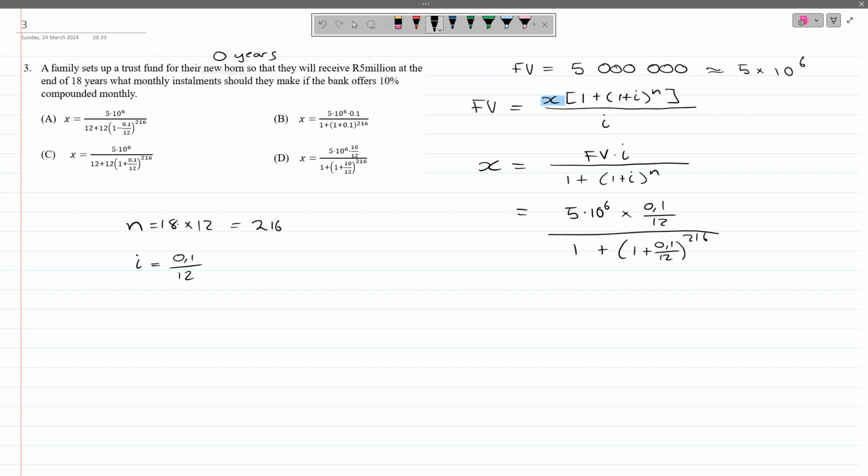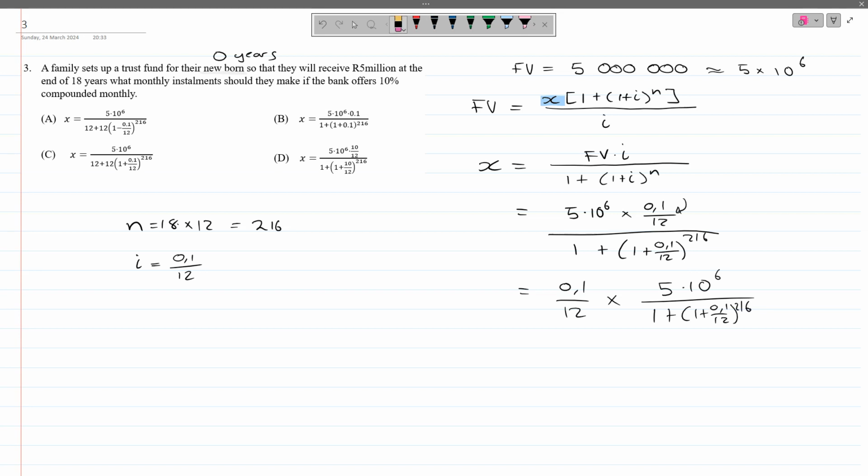So here, if we look at the answers, we see it's not quite there yet, so we still need to do some adjustments, because no answer that we have currently reflects any of these on the board. So what we can do is take this fraction over here and make it multiply the entire fraction. So we're going to have 0.1 over 12 multiplied by 5 times 10 to the power of 6, all over 1 plus 0.1 over 12 to the power of 216.